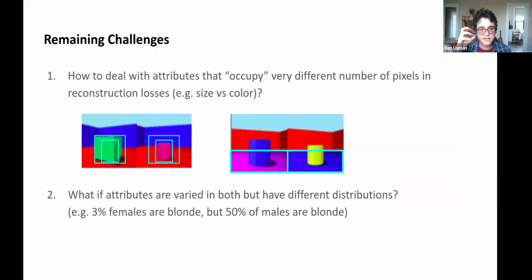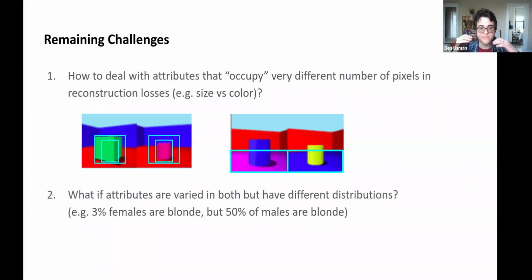The first one is that some attributes occupy and affect a very different number of pixels, and therefore affect reconstruction losses with very different effective weight. And the second, much more fundamental, is that in many real-world datasets, some factors might be varied in both domains, but have very different distributions of these factors.